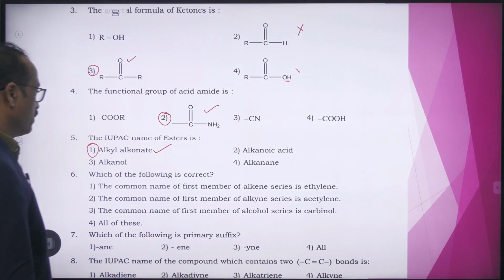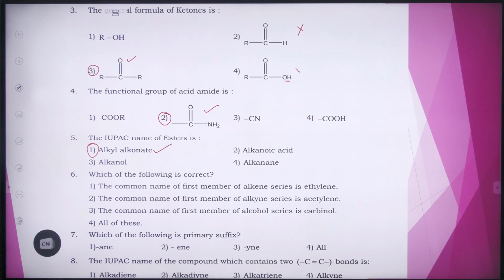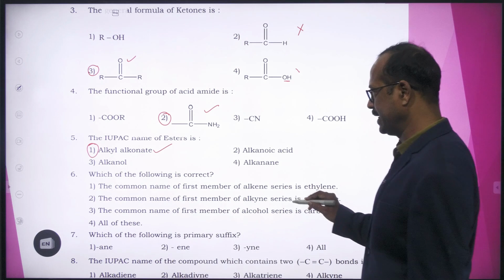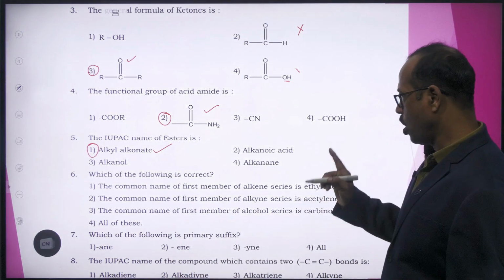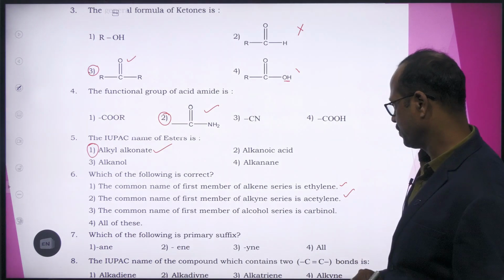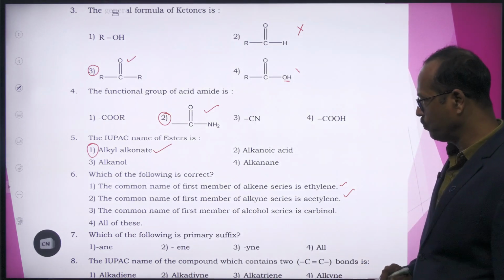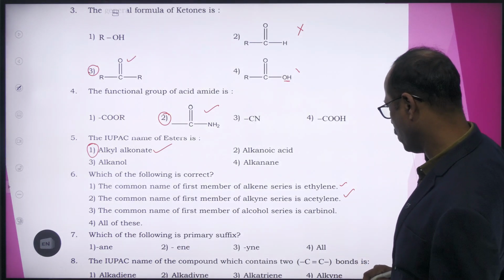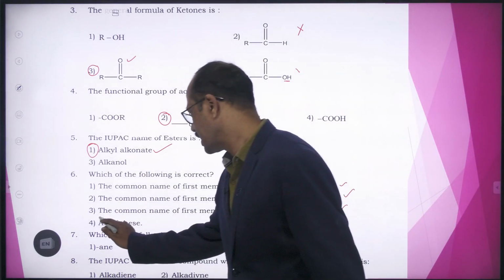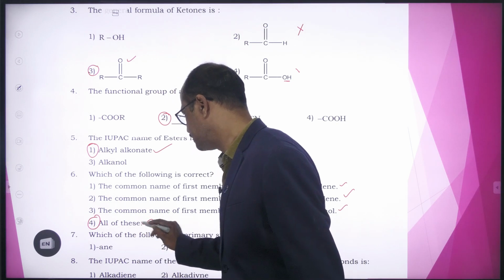Which of the following is correct? The common name of the first member of alkene is ethylene. Yes, correct. The common name of the first member of alkyne is acetylene. Correct. The common name of the first member of alcohol is carbinol. Correct. This is also correct. So all of these are correct. This is the right answer.